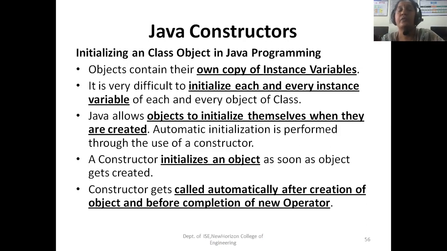Already I told you, when you are going to create an object, for example, class Student, Student S1 equal to new Student(), this Student() is a constructor. What is the constructor? How many types of constructors are there? How do I have to create constructors? We will discuss now.